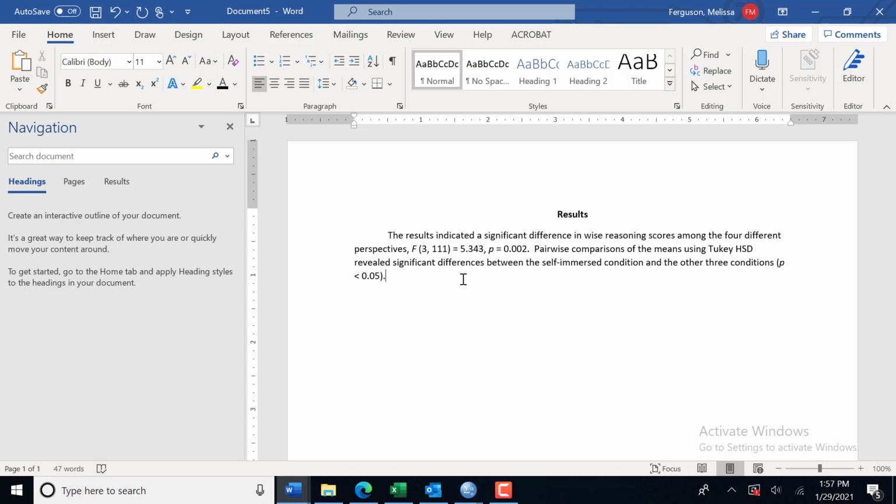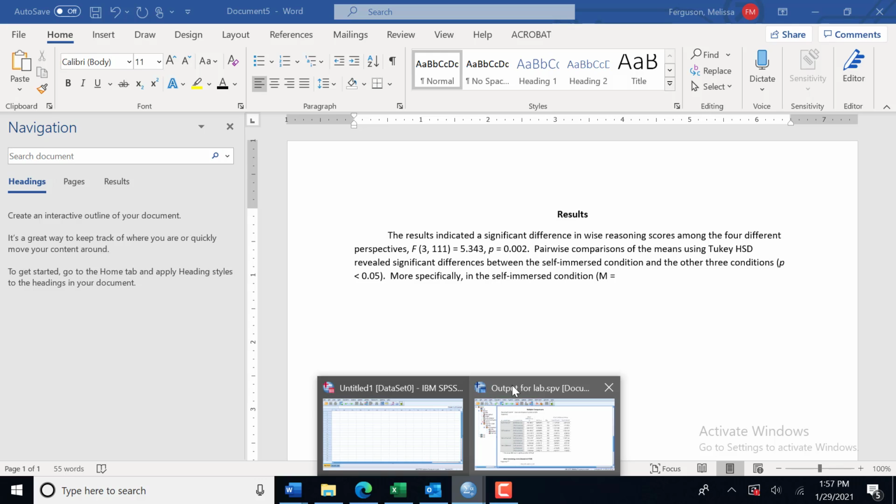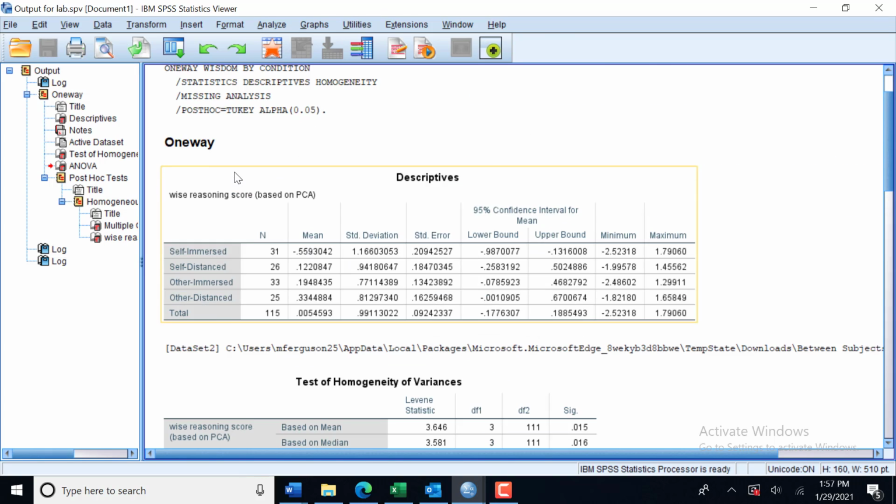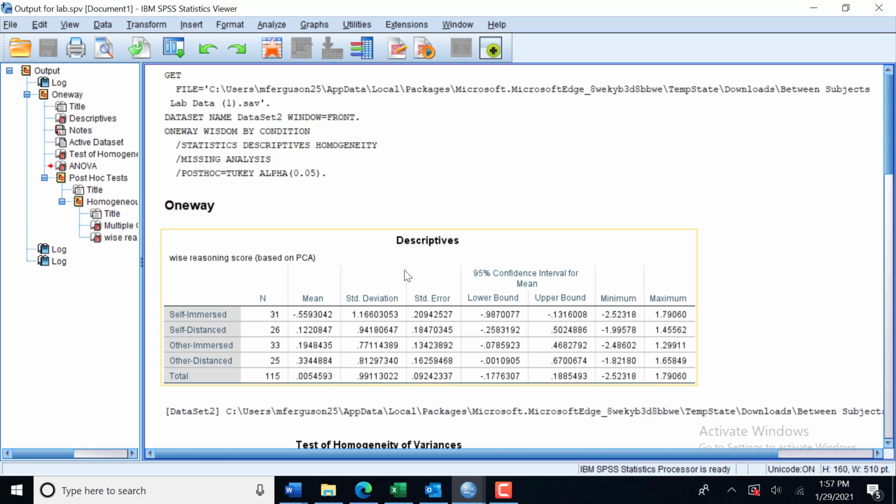So now what we want to go on is talk about more specifically, right? More specifically, and you could also word this in other ways as well. For example, or something like that. In the self-immersed condition, and here's where we're going to put in our means. And if we go back to that descriptives table, we can look here. Oh, we have to go all the way back up here, sorry. We go up here for the means, again, that descriptives table, and we look here, it's a negative 0.55.